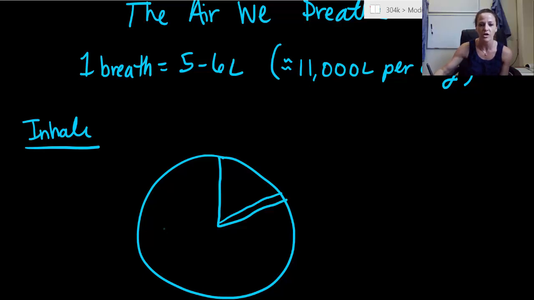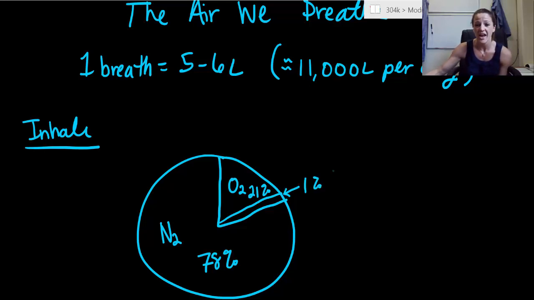This giant one, our biggest component of air, is nitrogen, N2, and that makes up about 78% of one breath. The next biggest one is oxygen, which has a composition of about 21%. And then this small sliver right here makes up the last 1%. That is primarily our inert gas, argon, but there's also a little bit of carbon dioxide in there and some water vapor.